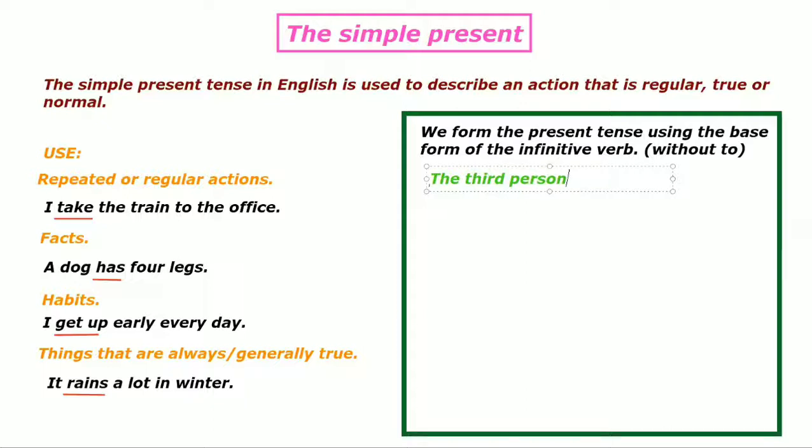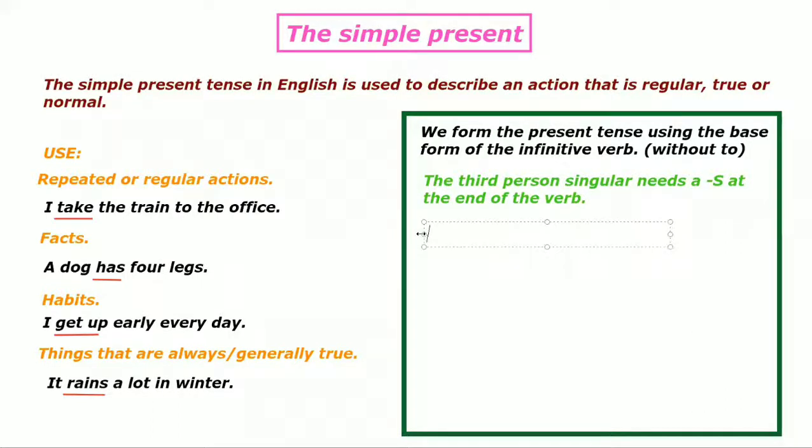The third person singular needs an S at the end of the verb. This is very, very important, and most students always forget this rule. So you have to be careful. You have to pay attention to this. So now let's see the conjugations for all the pronouns.